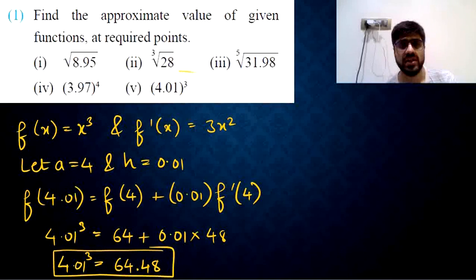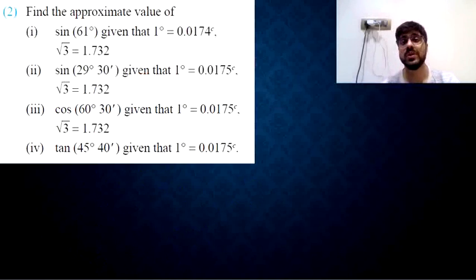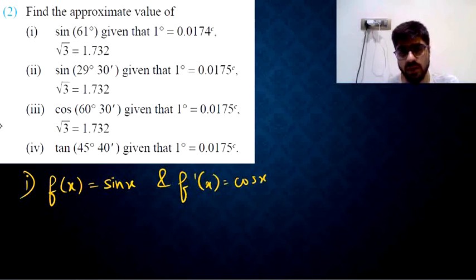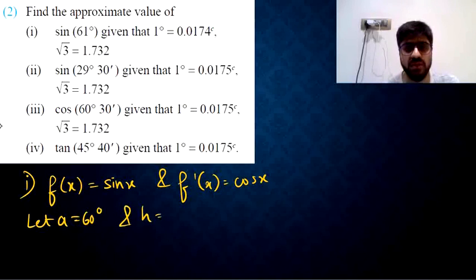Okay, so that's how we are answering this fifth question, and with that we go ahead with the second main question, where we are finding the approximate values of some trigonometric terms. So if you check the first question, they are asking you the value for sine 61. So it's very clear that we take f of x as sine x. It's equally clear that f dash x will be equal to cos x. So let a be equal to 60 degrees and h be equal to 1 degree, because we are finding the sine of 61 degrees. And finally we go for f of a plus h.